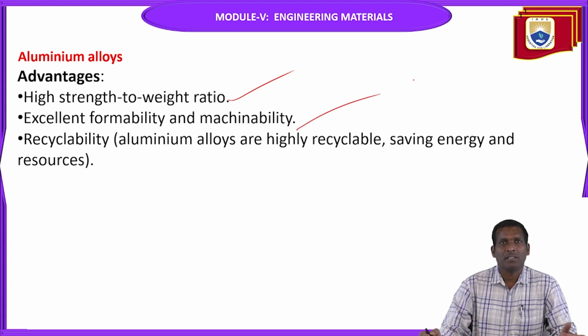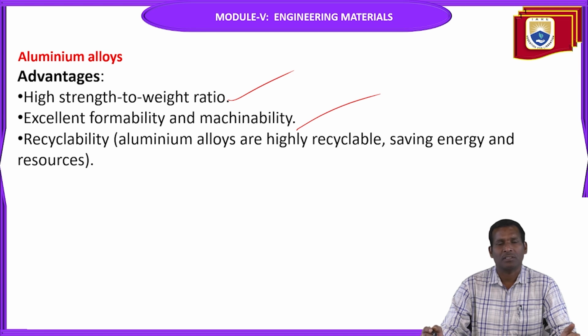The advantages of these aluminum alloys are high strength to weight ratio, excellent formability and machinability, and recyclability. Recyclable means the aluminum alloys are highly recyclable, saving energy and resources. You can use the aluminum alloys multiple times. That is the important advantage of these aluminum alloys.